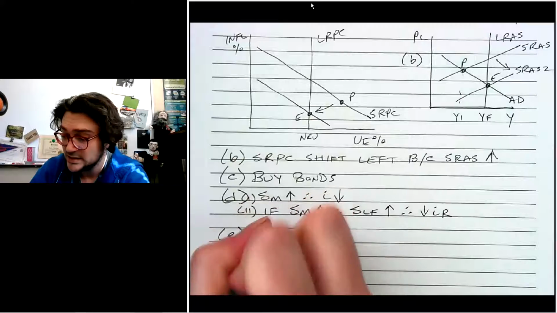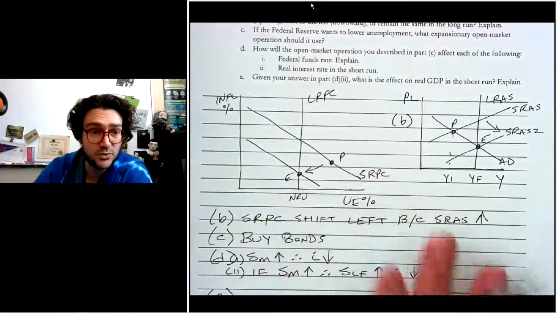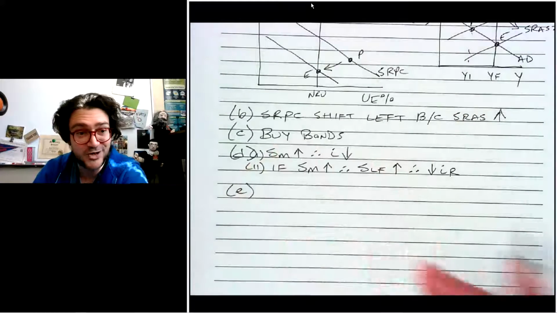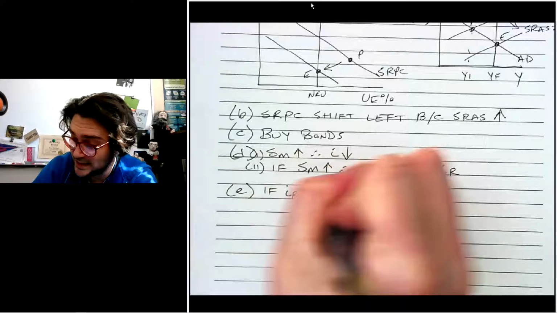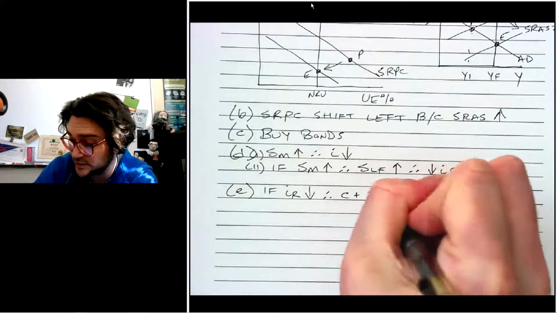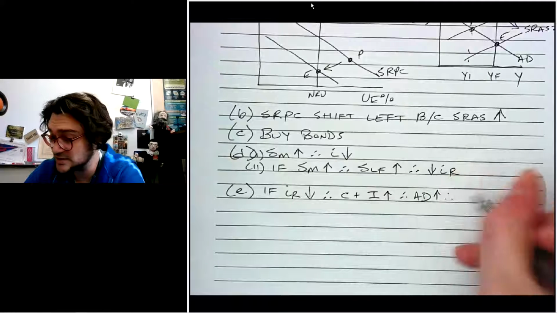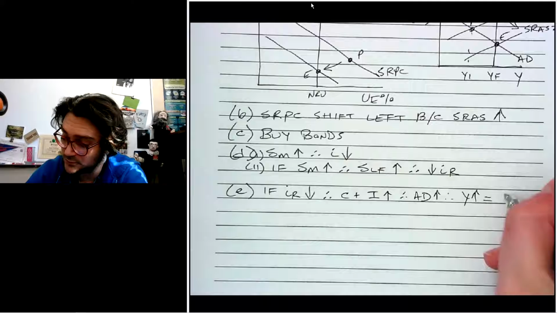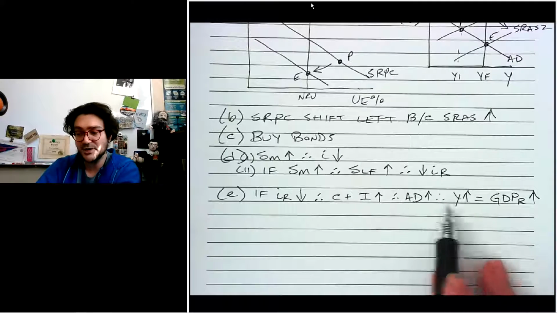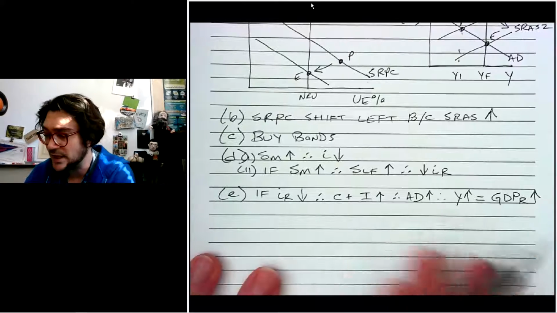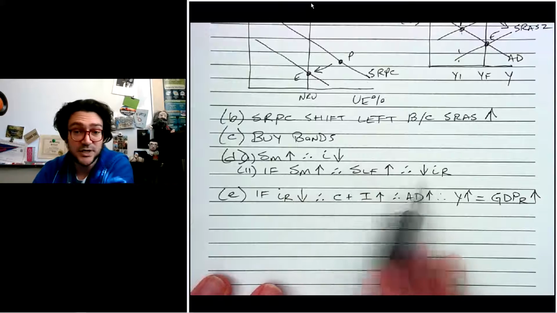Part E says, given your answer on D2, what's the effect on real GDP in the short run? The whole point of why they did this is to try to lower unemployment. If the real interest rate goes down, consumption and investment go up and aggregate demand goes up. That is real GDP, right? Output is rising. When aggregate demand rises, output levels rise. This is a sufficient explanation because you're linking the interest rate change you identified in D2 to the rest of the story.